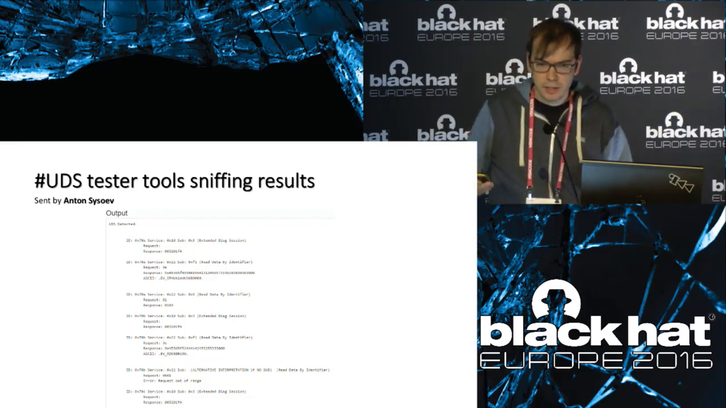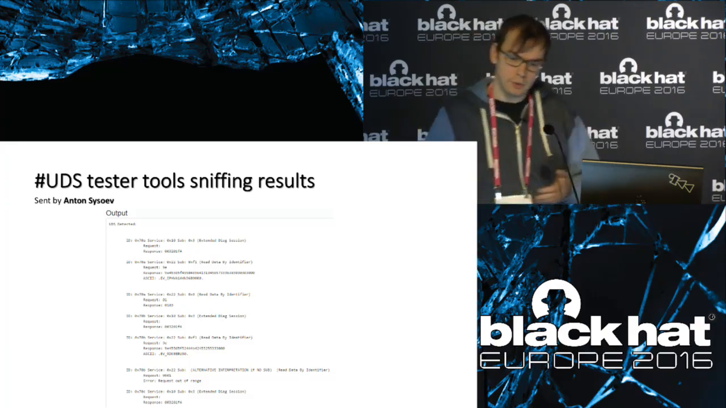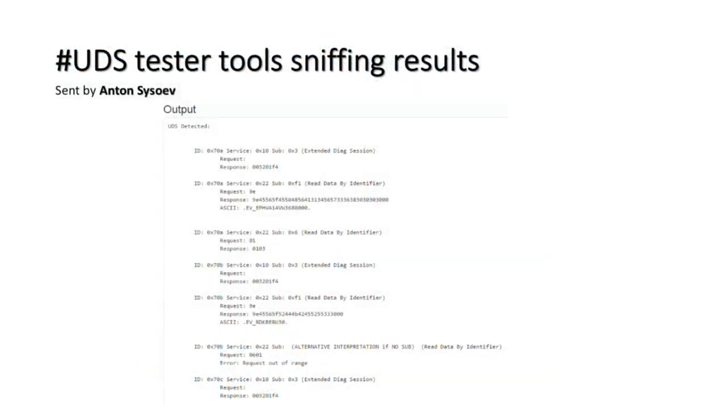Another example: we have two diagnostic tools for this car. We also connected and could sniff, and you could see a lot of interesting data, like which issues you have and names for these issues. CANToolz could detect ASCII symbols in this traffic, so you could understand what the issue is about. But more interesting is authentication.